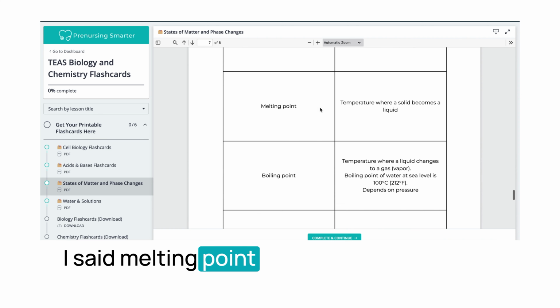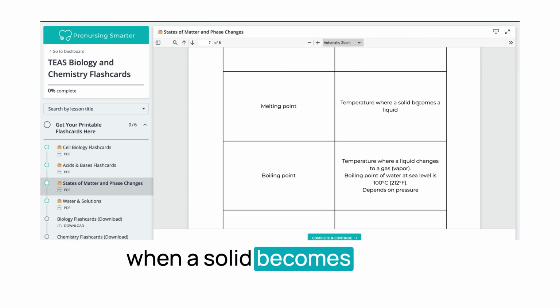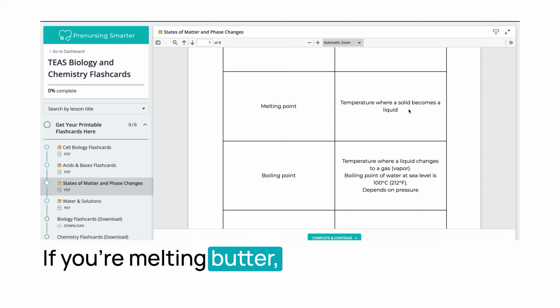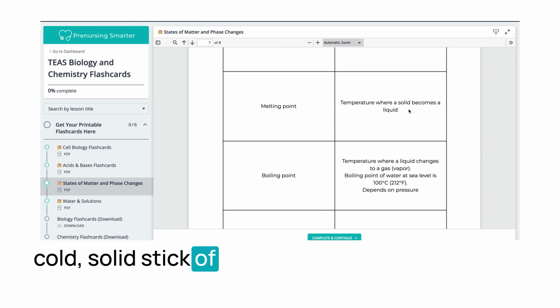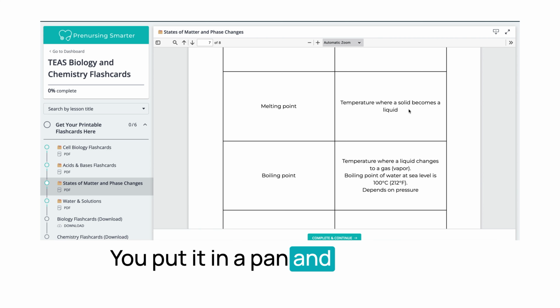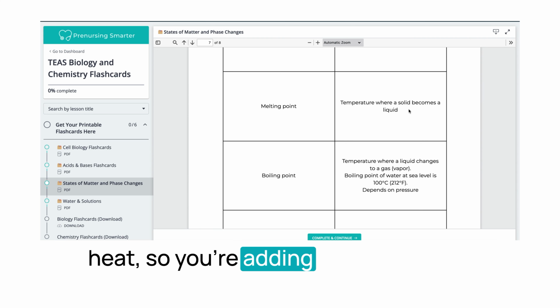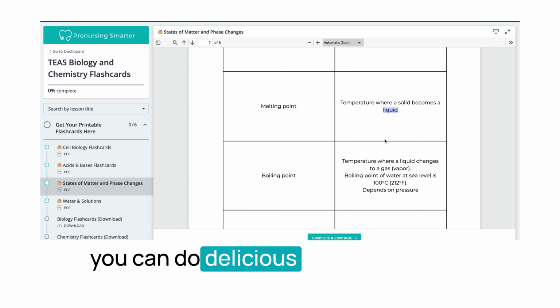Melting point is also really important. Melting point is the temperature when a solid becomes a liquid. So if you're melting butter, for example, you take a cold, solid stick of butter out of your refrigerator, put it in a pan and turn on the heat. So you're adding heat. The solid butter becomes liquid butter, and you can do delicious things.